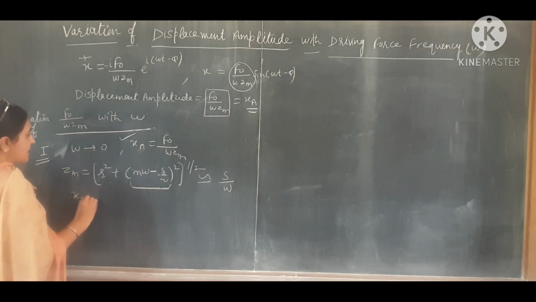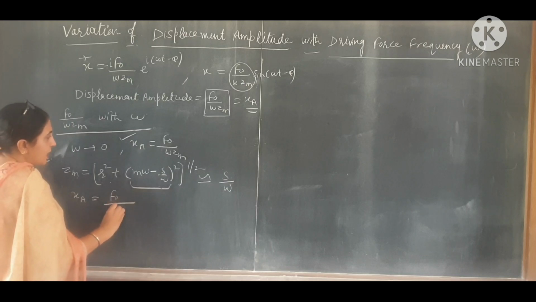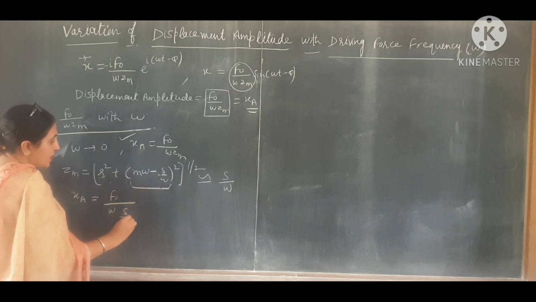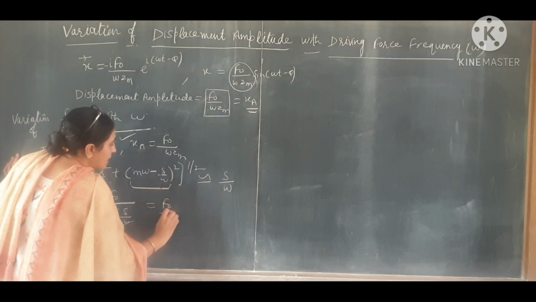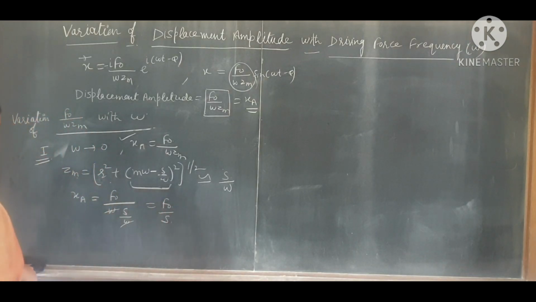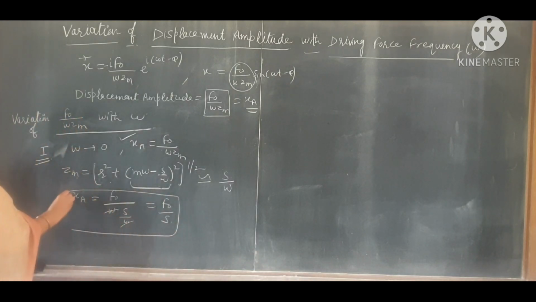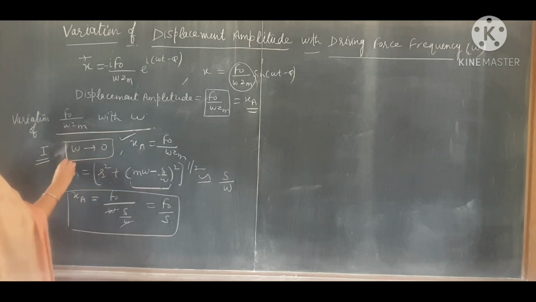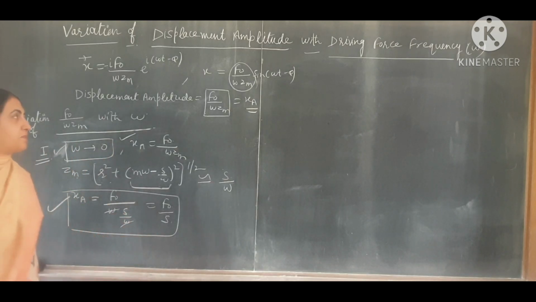So xa is equal to f naught over omega into Zm, that is s over omega. So omega goes with omega, and we have f naught over s. This is our first case, when omega approaches 0. The displacement amplitude is f naught over s.